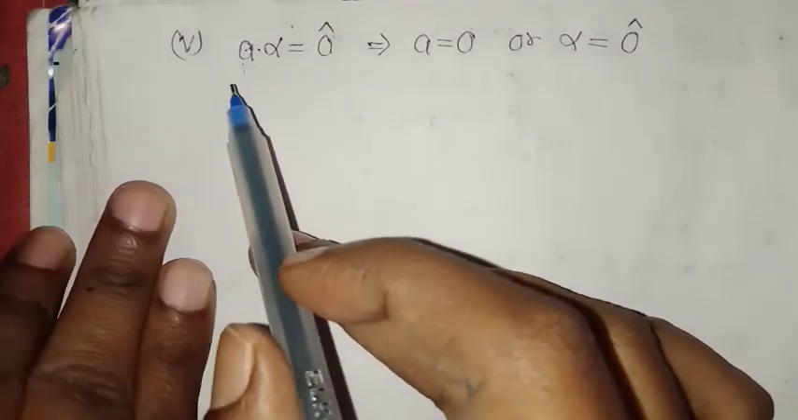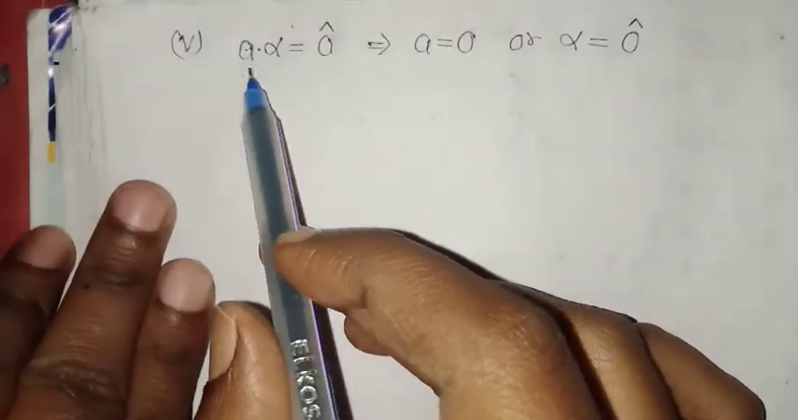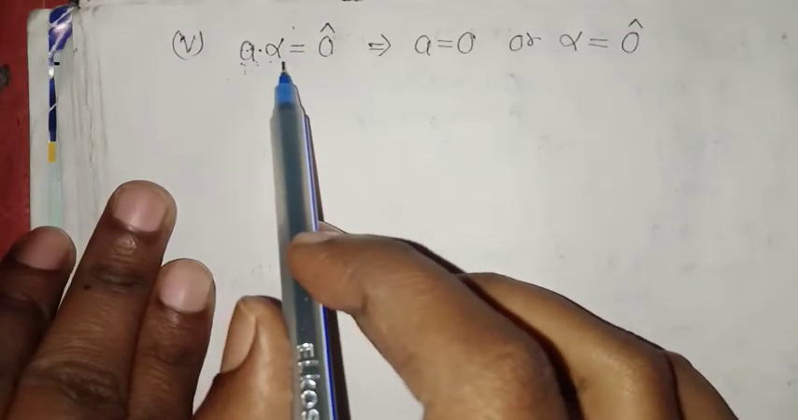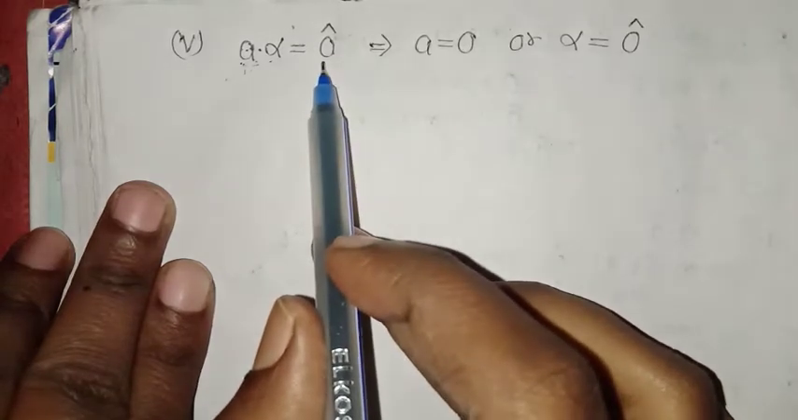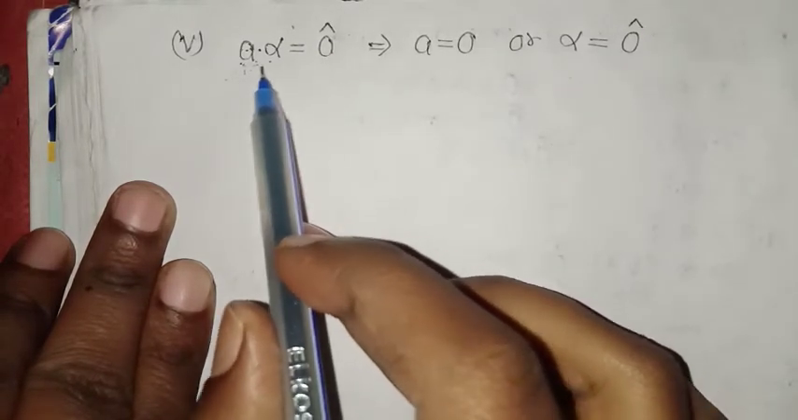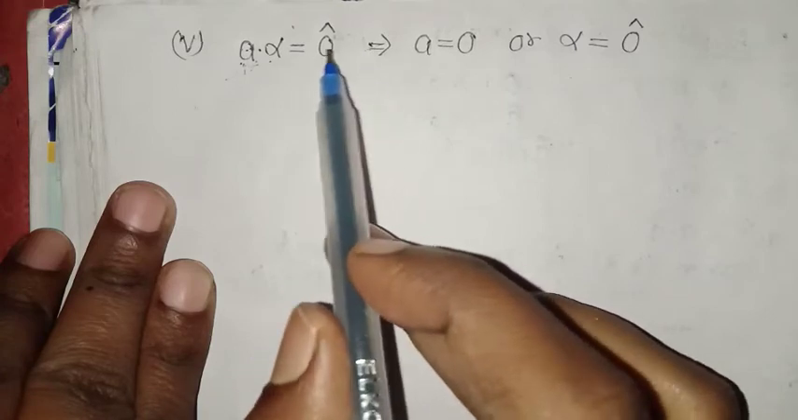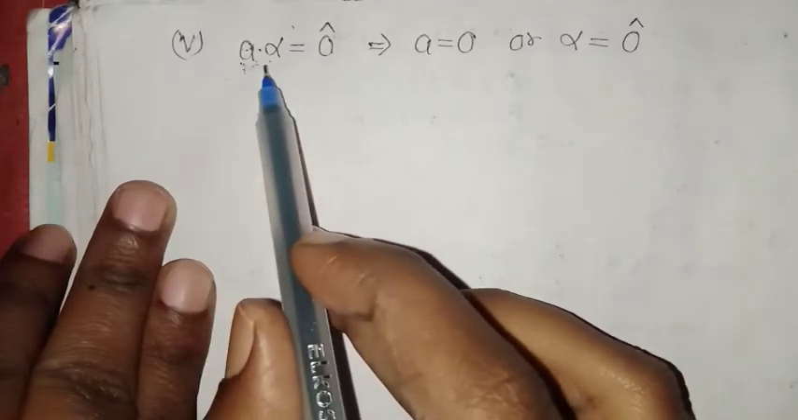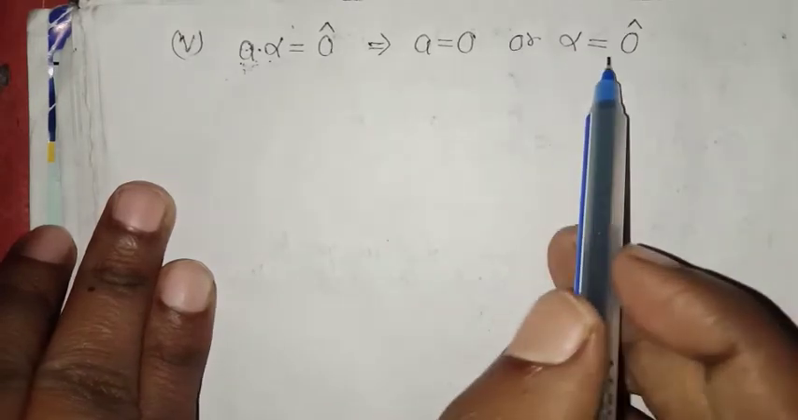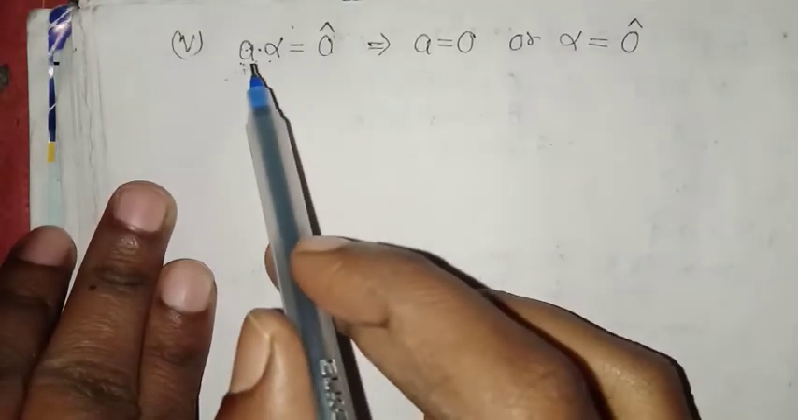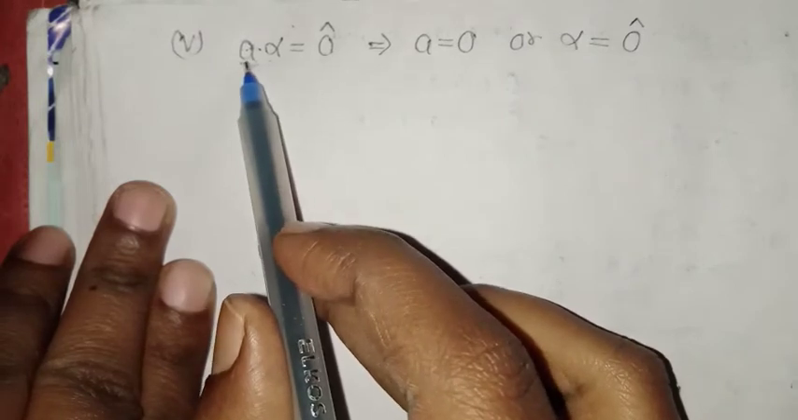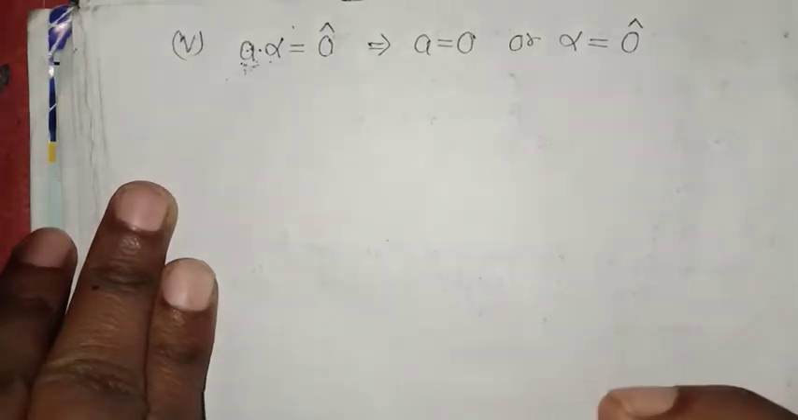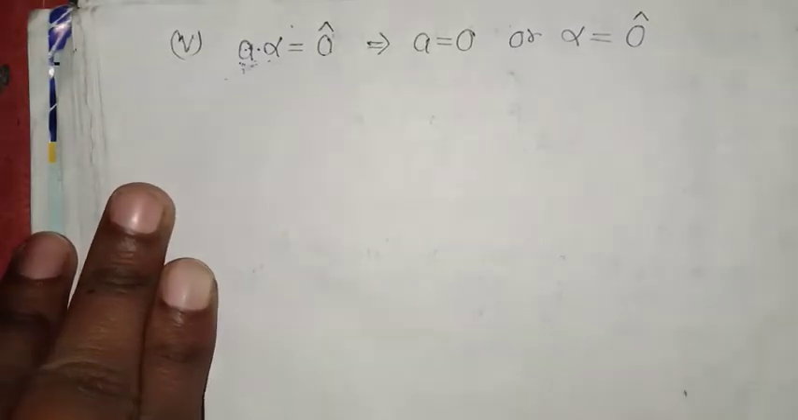This property is a little important. That is, when A dot alpha, the product of a vector with a scalar, is the 0 vector, this implies that either the scalar is a zero scalar, or the vector that we have taken is a 0 vector. So if the product of two elements is equal to the 0 vector, then either of them must be 0. So let's prove this property.